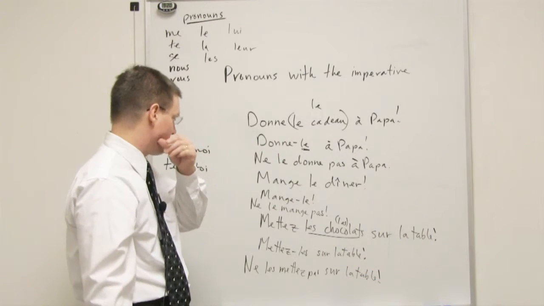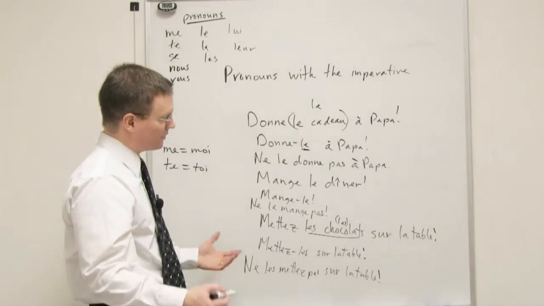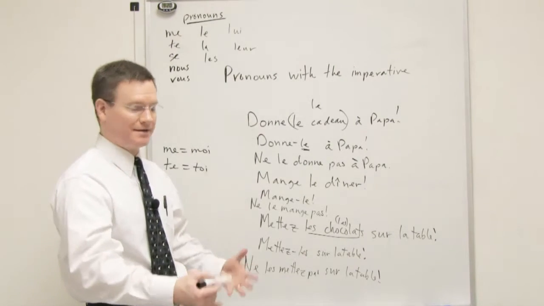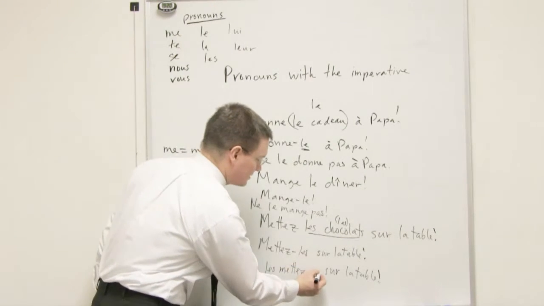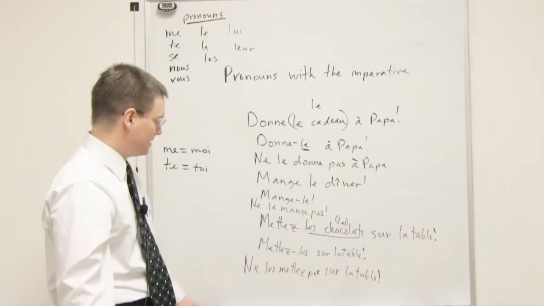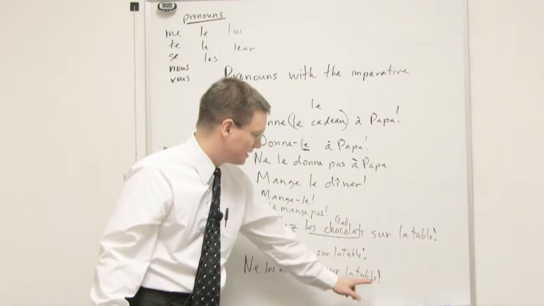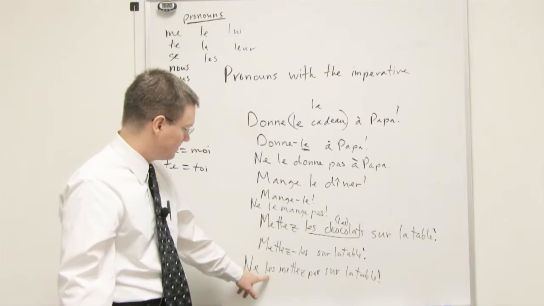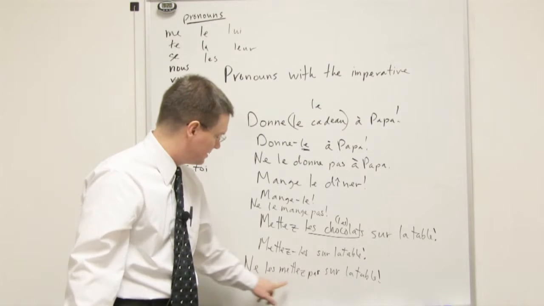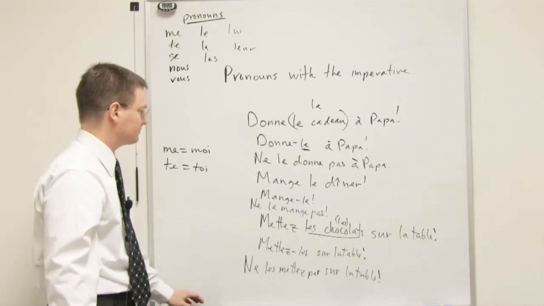We could have an exclamation point here, not necessarily though. You don't always need an exclamation point with the imperative. Quite often there is one because it's kind of a command, and there's some enthusiasm with the commands, but not necessarily. So, ne les mettez pas sur la table. Notice the les, because it's a negation, it goes in front of the verb.